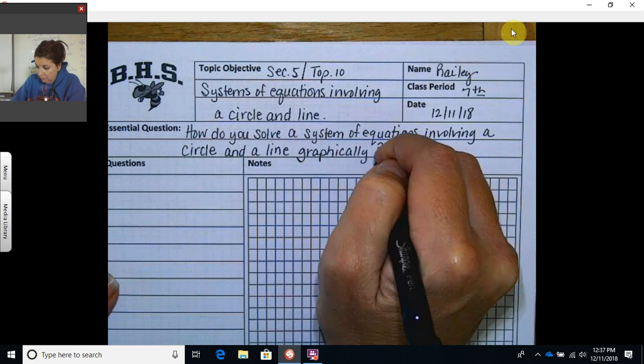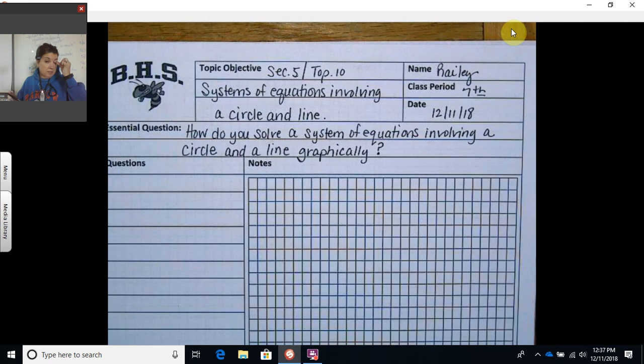Again, we know how to solve a system of equations involving a circle and a line algebraically. We learned that yesterday, where you isolated the y in the line function, and then whatever y was equal to, you substituted that into the circle equation. Remember that? Today we're going to learn how to solve it graphically.